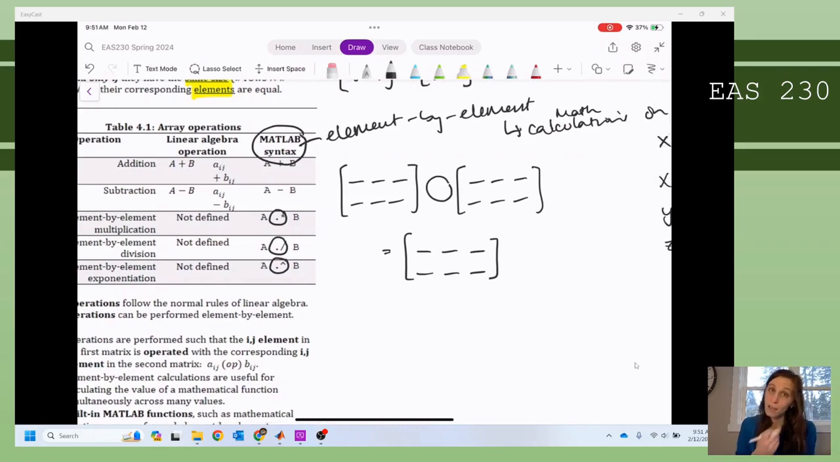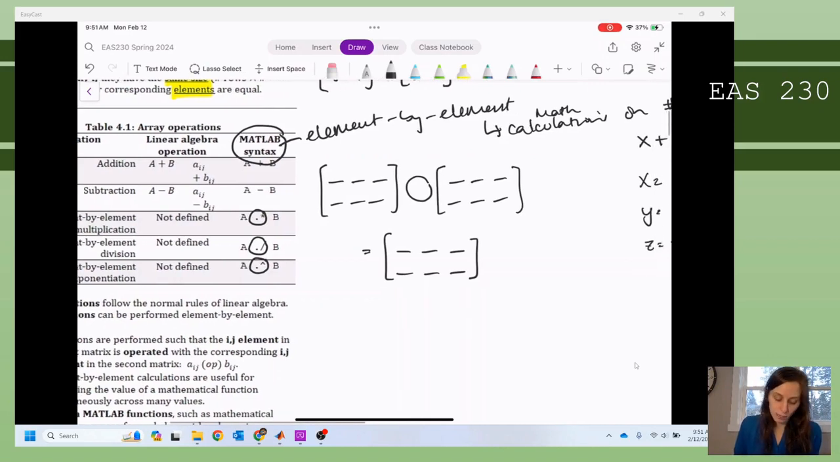So just to clarify, element by element operations look like this. I have two matrices of the same size. My resulting matrix is also going to be of the same size. So a 2 by 3 operated with a 2 by 3 produces a 2 by 3. It's going to take the element in the first location in both of my matrices and do the operation between them. So here represents my operation, and then put the answer right here.